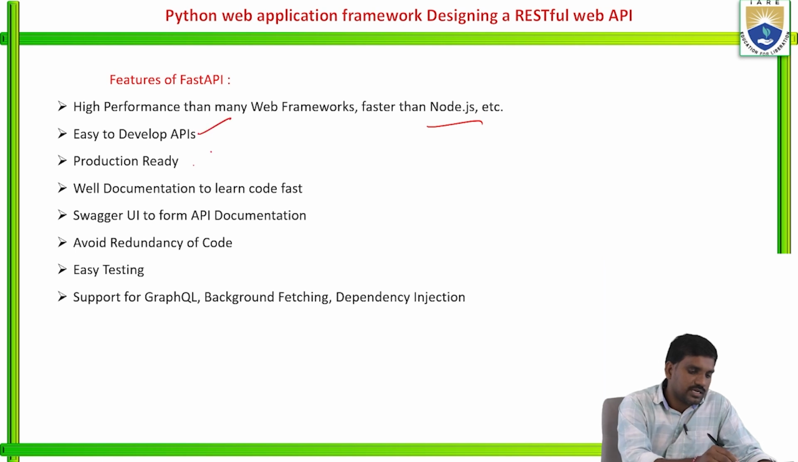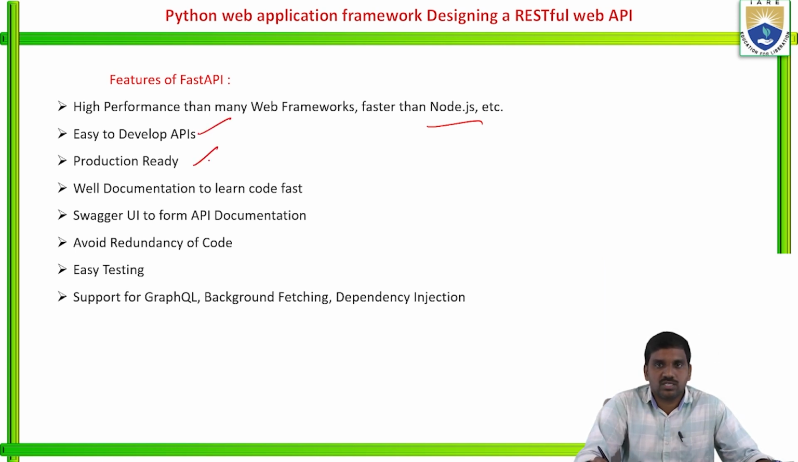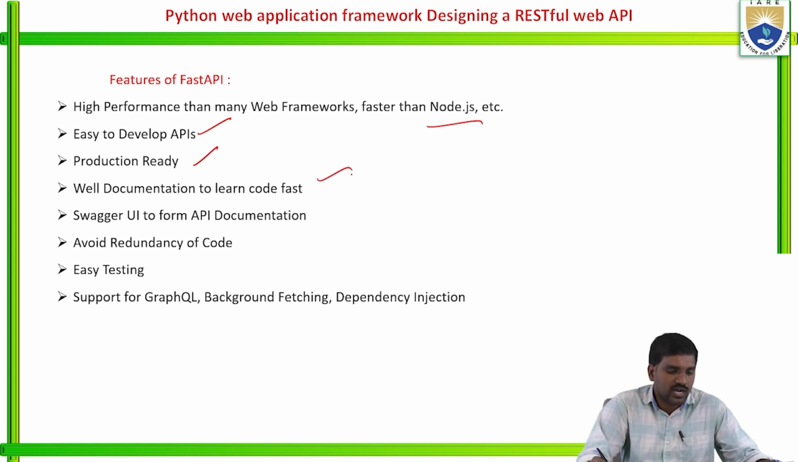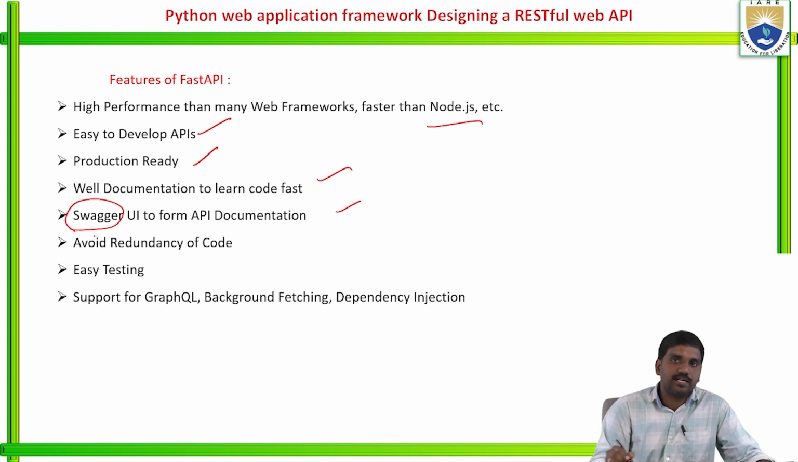Next, easy to develop APIs, and production is always ready. Next, well-written documentation to learn code fast, and Swagger UI to form API documentation. Swagger is also one of the methods to implement web APIs. Flask was completed in the last lecture; Swagger is going to be completed in the next lecture. And avoid redundancy of code. The redundancy of code can also be avoided, and easy testing, also support for GraphQL, background fetching and dependency injection.